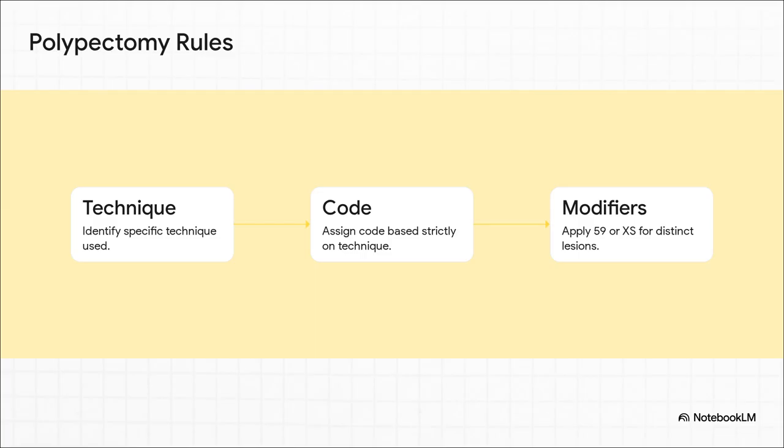And then we have the multiple polyp trap. When you're coding multiple polypectomies, your code selection is driven entirely by the technique used. Was it a snare, cold forceps, a hot biopsy? For instance, code 45385 is super specific to the snare technique. Now, if the physician removes 3 polyps using that exact same snare technique, you only report that code once. But if they use totally different techniques on separate polyps, that's when you bring in Modifier 59 or XS. That unlocks the separate payments for distinct lesions treated differently.